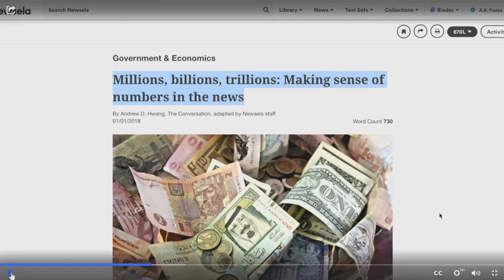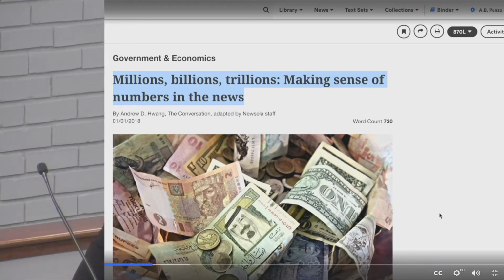So here you see, this is where we remember one of the look-fors: how do the title and the different section headings help us understand the central idea?